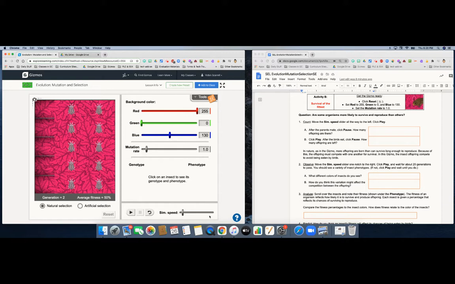So we have it set. We're going to go ahead and hit play and wait for about 20 generations, which you are going to see right here. They're going off in pairs. Then they're mating. The survivors are mating. We have to wait till about 20 generations.